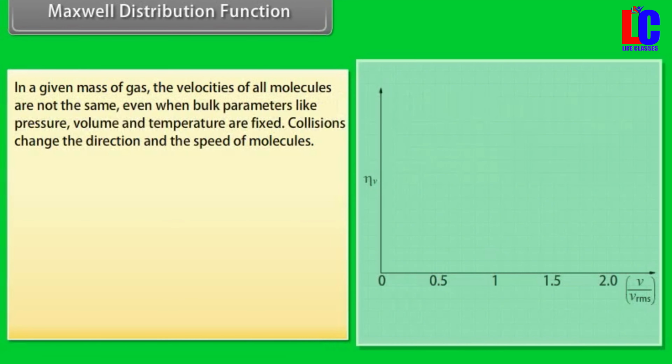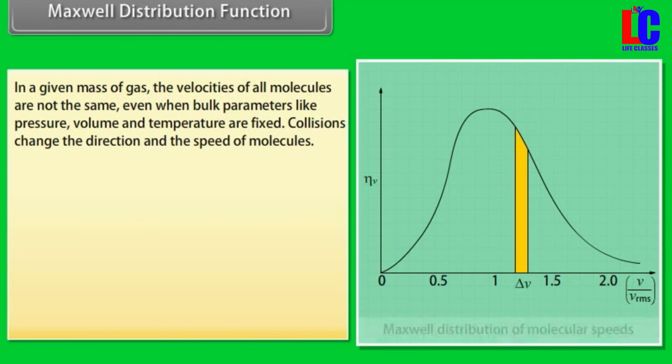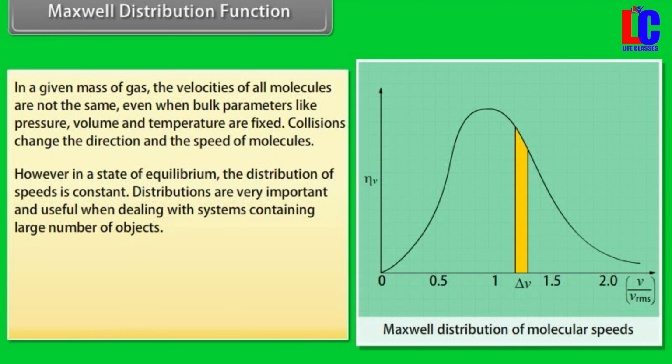Maxwell distribution function. In a given mass of gas, the velocities of all molecules are not the same, even when bulk parameters like pressure, volume, and temperature are fixed. Collisions change the direction and the speed of molecules. However, in a state of equilibrium, the distribution of speed is constant. Distributions are very important and useful when dealing with systems containing a large number of objects.